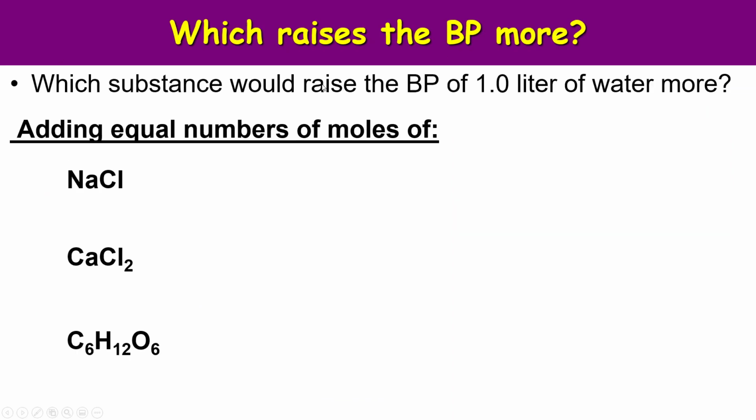So quick quiz for you guys. Which one of these substances would raise the boiling point of 1 liter of water more? Would it be an equal number of moles of NaCl, CaCl2, or glucose that's here?